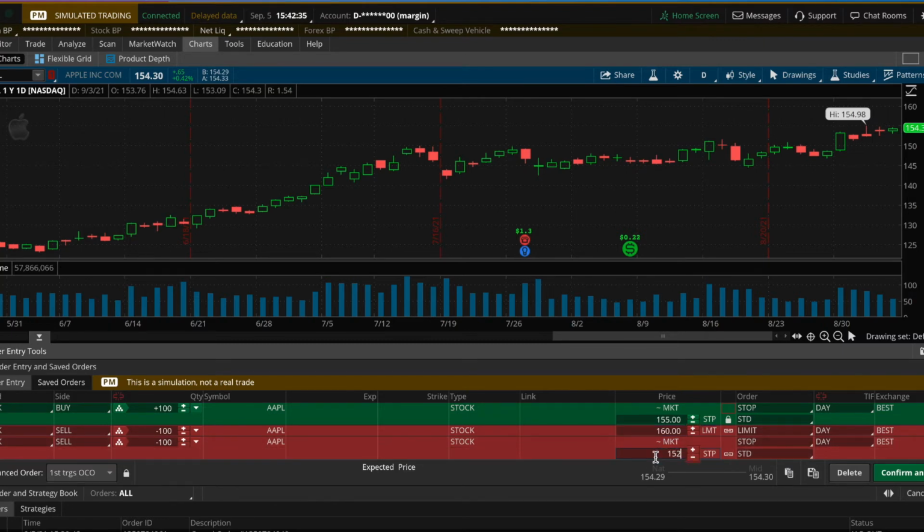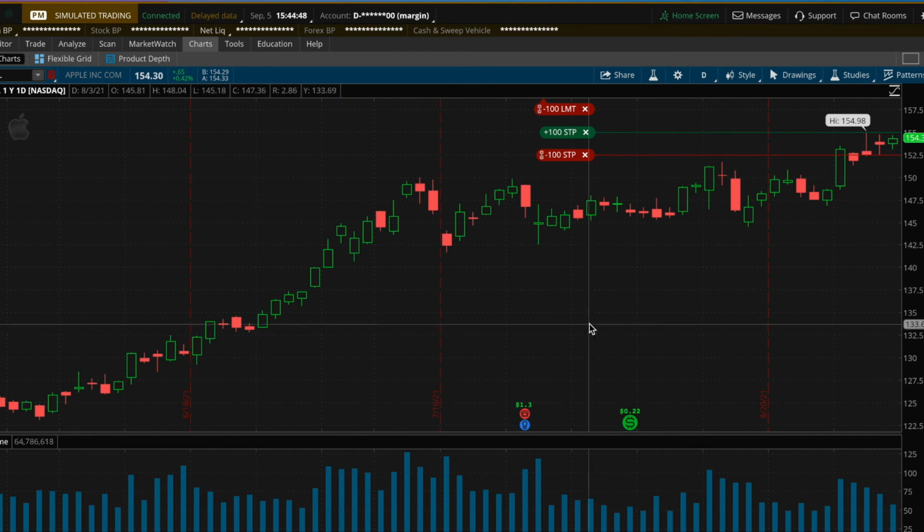Finally choose Stop in case the trade doesn't work out and $152.50 for this example. You can also move your stop or target price by clicking and dragging it.